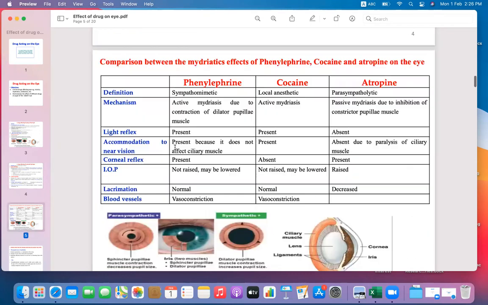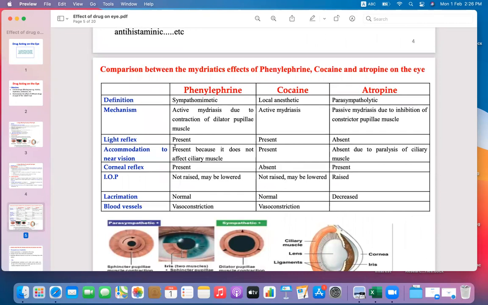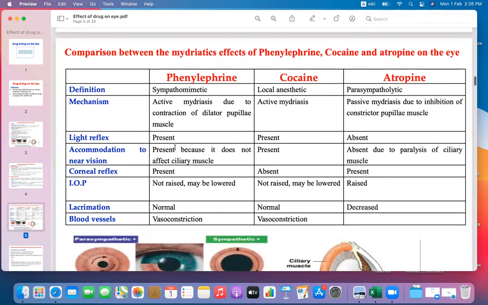Let us differentiate these three drugs here. Now we will differentiate phenylephrine, which is a sympathomimetic, cocaine, a local anesthetic, and atropine. We can say it is an anti-muscarinic drug, or an anticholinergic drug. Now, these three drugs cause mydriasis.